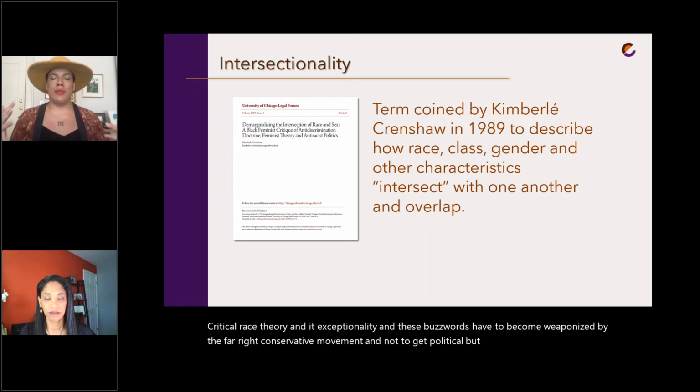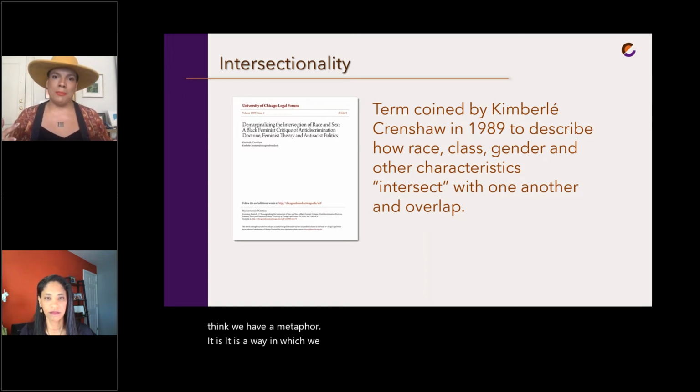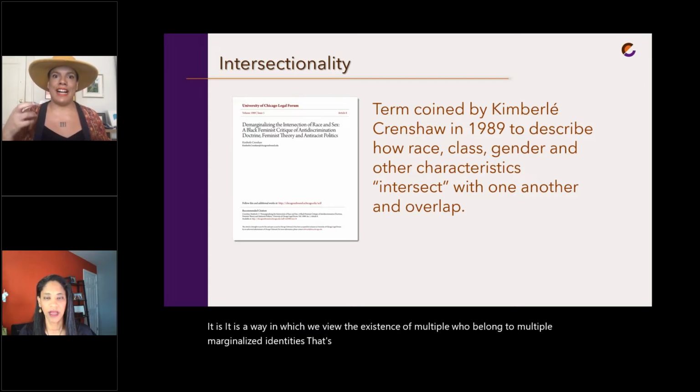intersectionality, I like to think of it as a metaphor. It is a way in which we view the existence of multiple people who belong to multiple marginalized identities. Right, and not just identities, right?